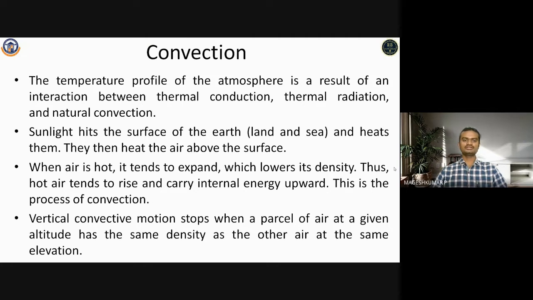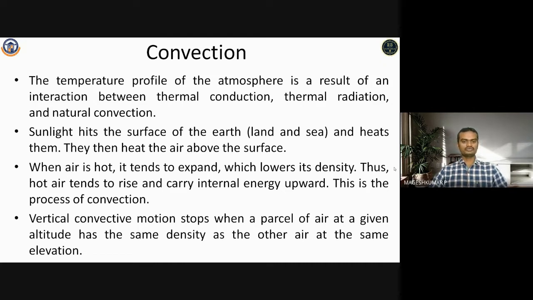So then it tends to rise above in the atmosphere and carry all the internal energy upward. This process is called convection. So it is a very simple process. When the earth surface is heated up by the solar radiation, it heats the air above the surface, and the air becomes higher in volume and lowers the density. And when the density is lower, it tends to move upwards in the atmosphere. So this process is called convection.